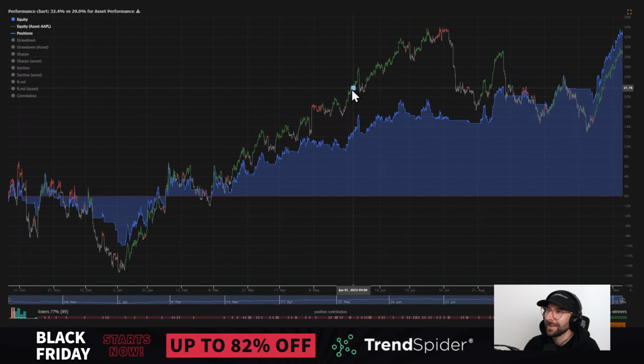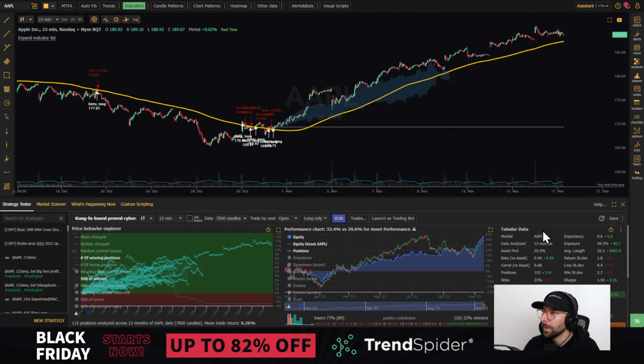Anywhere that's green on this line is going to be when I'm in a trade and I come out of that trade with a profit. Anywhere that's red on this line is where I am in a trade and I end up losing on the trade. I come out with a loss. So my equity curve is slightly beating the asset over the same period of time, 32.4% profit versus a 29% profit on the asset. So, you know, that's kind of cool. We're beating buy and hold.